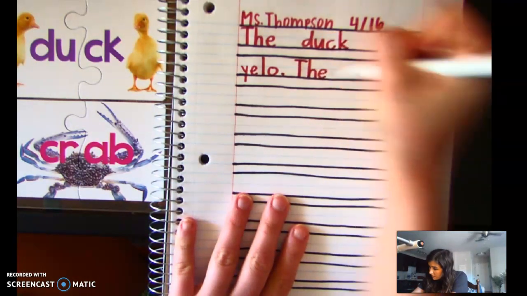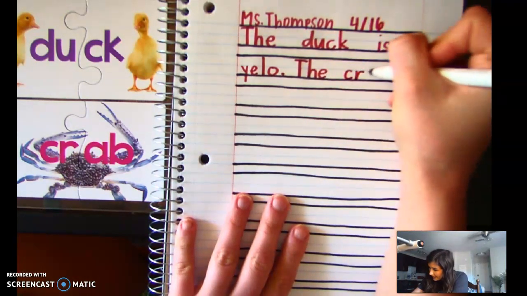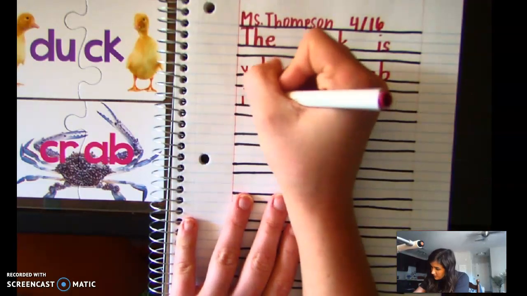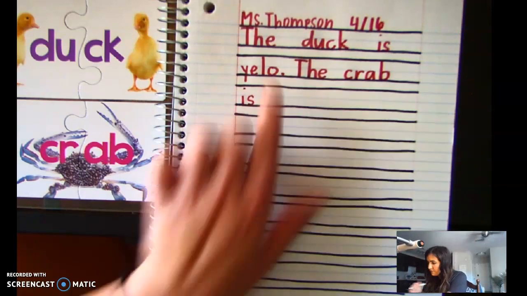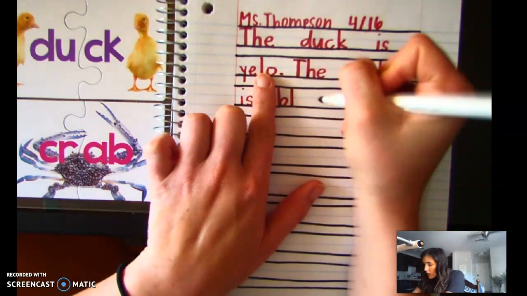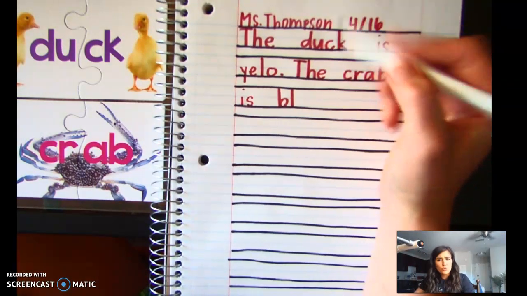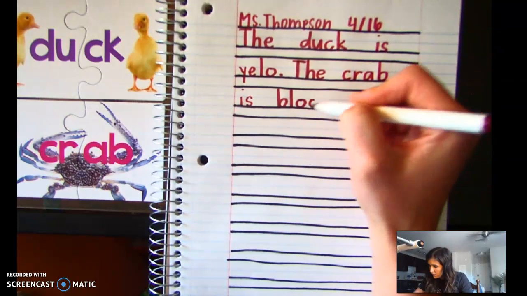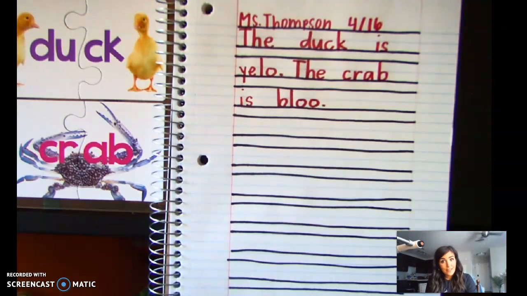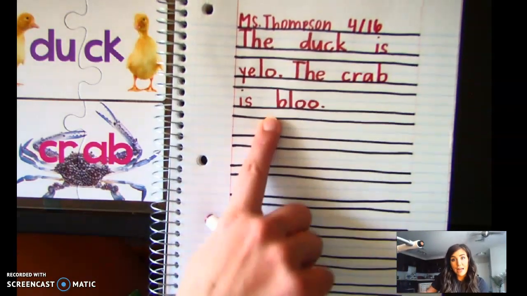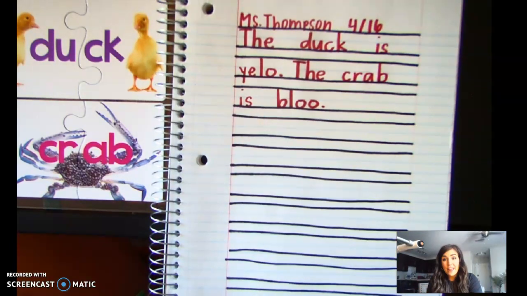The crab is blue. Blue. Ooh. It kind of sounds like this. Blue. The crab is blue. Now I've talked about how they're different. The duck is yellow and the crab is blue, and now I want to write how they are the same.